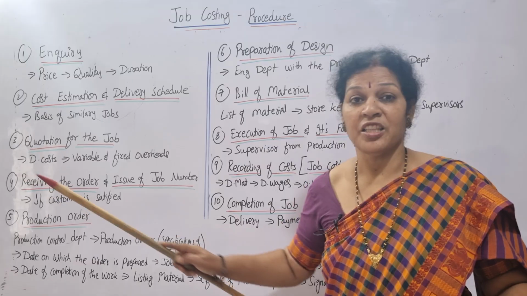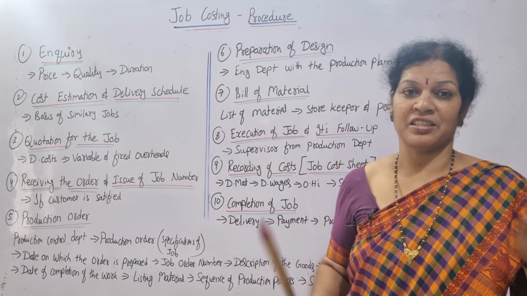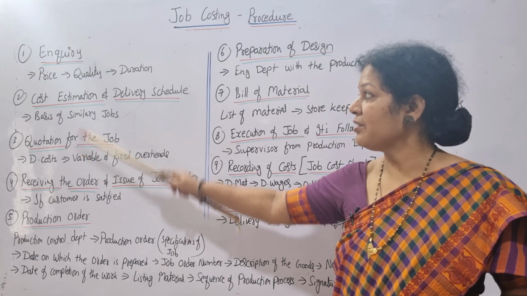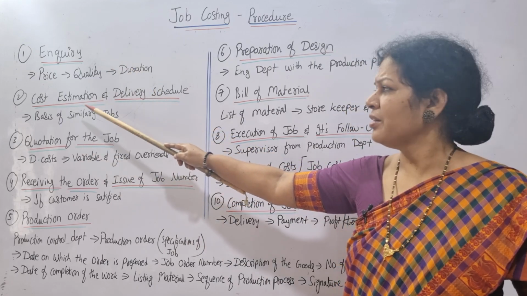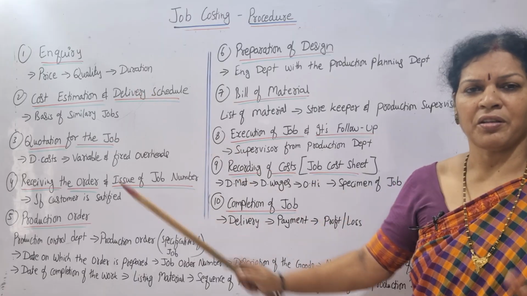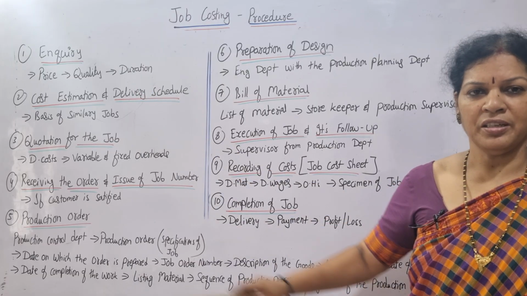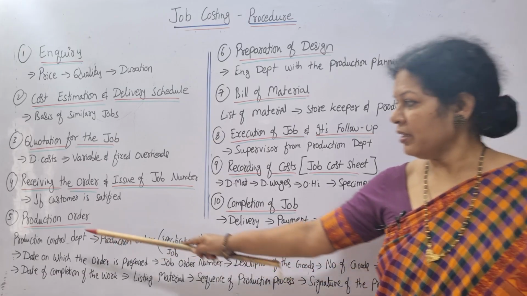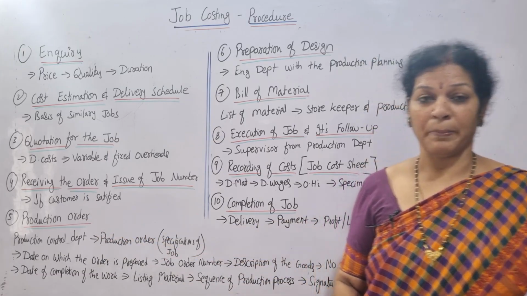With this, the job starts. This is an important step. Before that, all these things are inquiry, giving the cost estimation, quotation, and receiving the order. So these are all minimum processes. Then the exact process of the job starts from the 5th step. Okay, the production order is prepared.